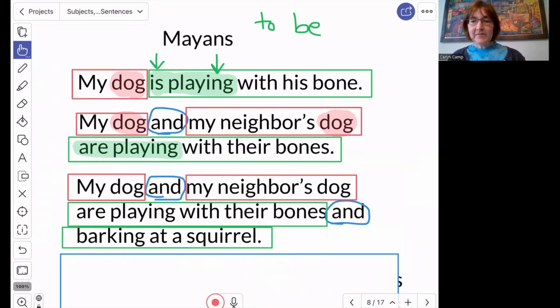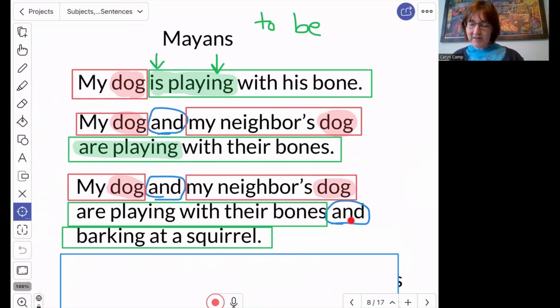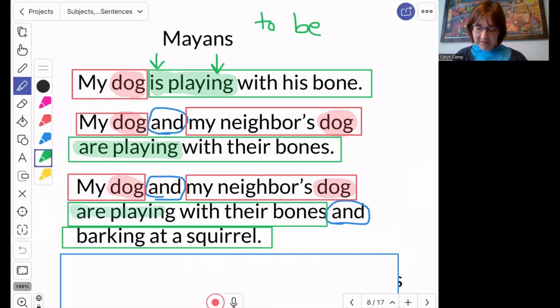Well, we remember from the sentence before that we have a subject. This is a compound subject because there's two. Dog number one, dog number two. Let's highlight our simple subjects. Dog is the noun here, and dog is the noun here. Let's look at our two predicates connected with and. So this is a compound predicate. Let's find the simple predicates, which are just the verb. So we have are playing, and we have barking.